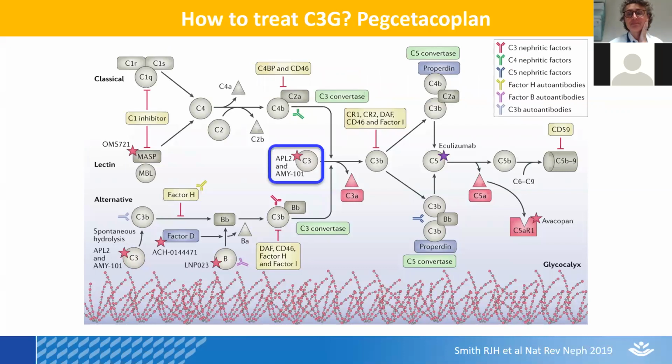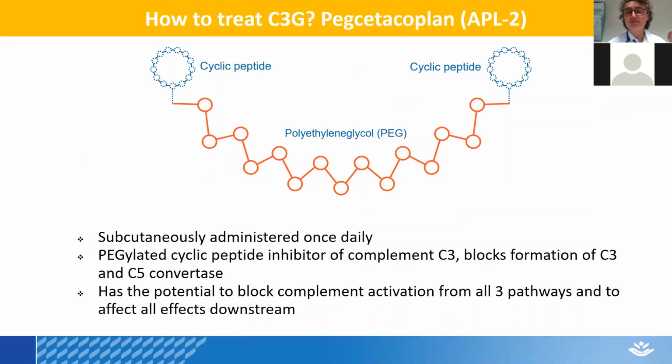Another one that has already partially been used and tested, and for which a larger trial is going to be started both in adults and in children very, very shortly, within weeks, I think, is called pegcetacoplan. And this is subcutaneously administered once a day. And it's a cyclic peptide inhibitor of C3. So this blocks directly the formation both of the C3 and of the C5 convertase. So it's a very powerful complement inhibitor that has the potential to be extremely effective in patients in which this form of complement is dysregulated.